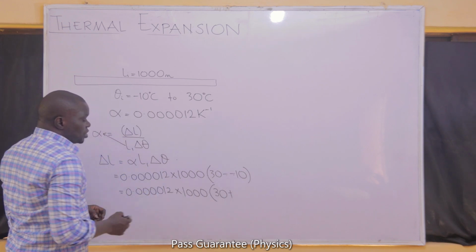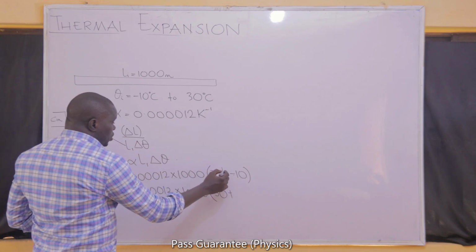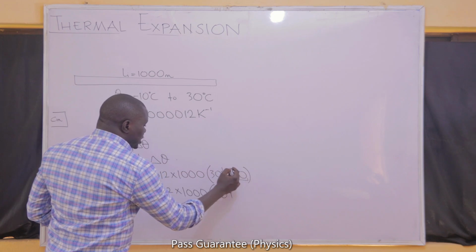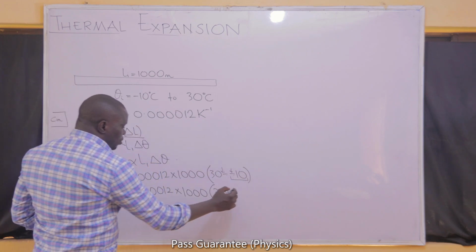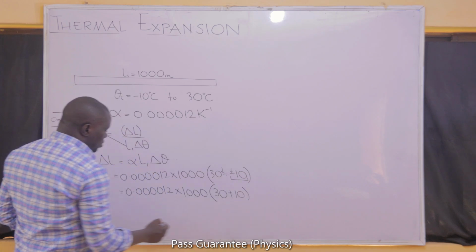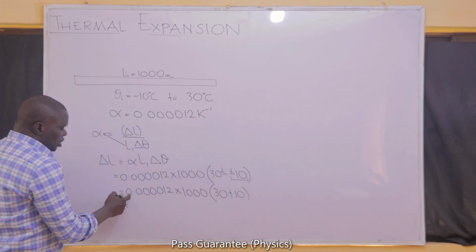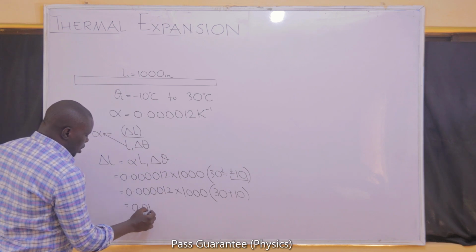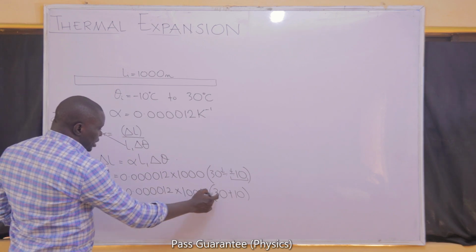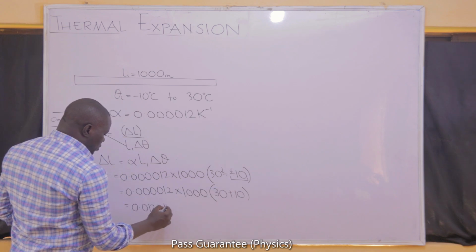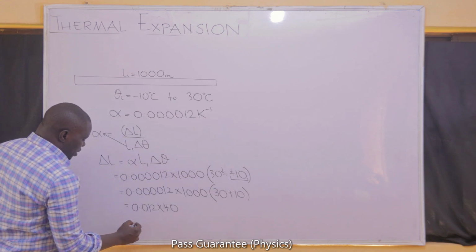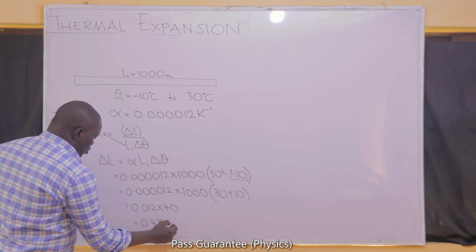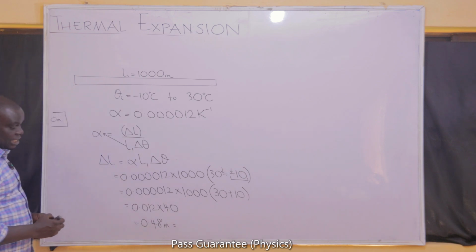Why do we even have two negatives? There's a negative that comes with the change that we are looking for, and the item that we are subtracting also has a negative. So we must ensure that we put the two. One cannot stand in place of the other. So if we do this, 0.000012 times 1,000 is 0.012, multiplied by 30 plus 10, which is 40. If we do that, we should have 0.48 meters.